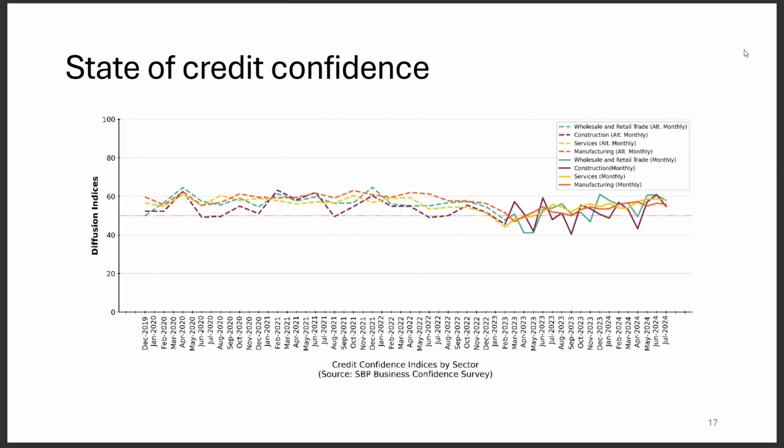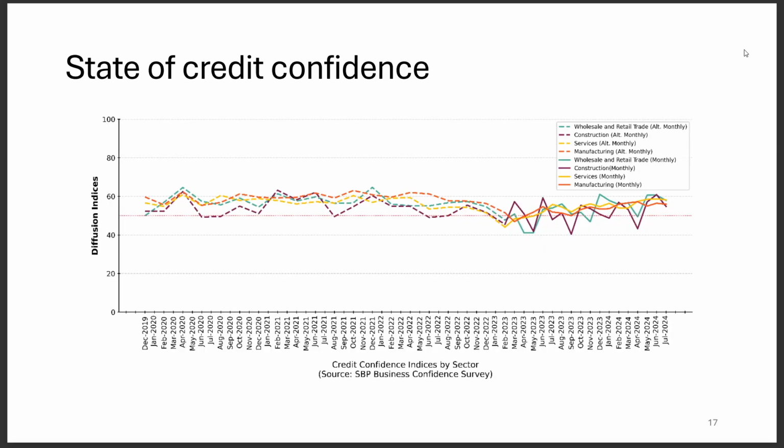And so this is firstly a state of credit confidence in the country. So I've come up with this diffusion index. I've taken questions which concern credit demand and credit supply in the State Bank's business confidence surveys, and I've used those to create this index for these 4 sectors: wholesale, construction, services, and manufacturing. Anything above the 50 line, the further up you are above the 50 line, the more preponderance of positivity. The further below you are, the more negativity there is.